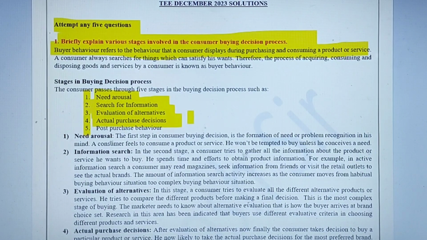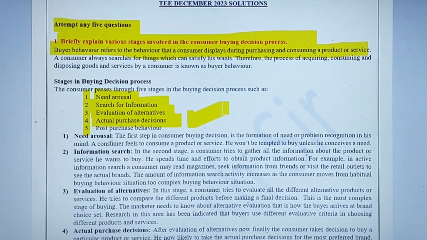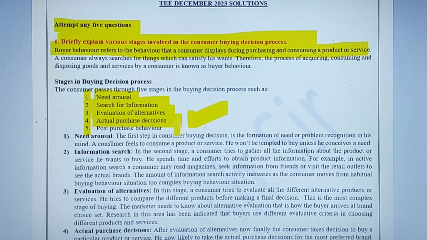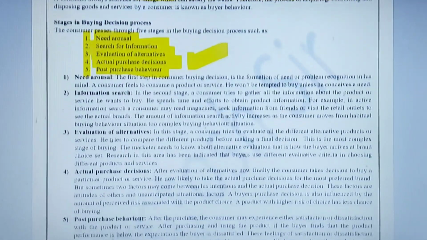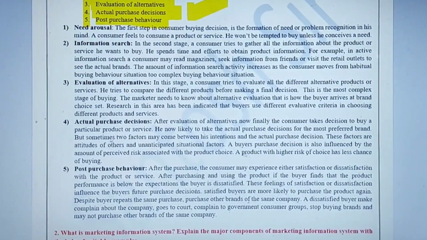The fourth one is the actual purchase decision. At the 4th stage, he takes the final decision of purchasing that particular commodity. And lastly, post-purchase behavior. That means giving feedback, how he feels after consuming the particular goods and services that he has bought. So this is what you have to explain, giving examples.